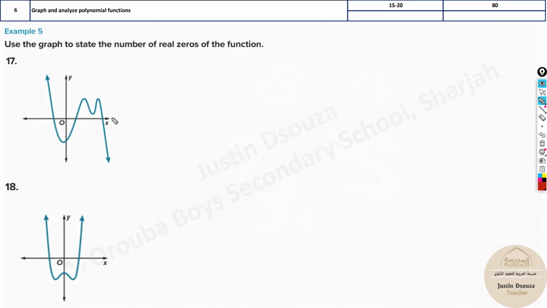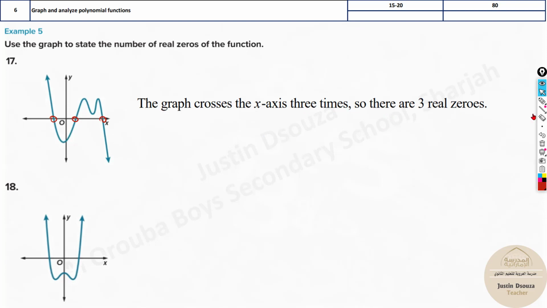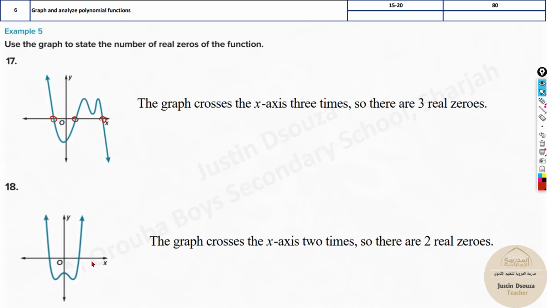Here we can see 1, 2, 3, and see, this one is not touching. So only 3. There are imaginary roots as well. This answer is 3 over here. What about this? Only 2. Now here there are at least 2 imaginary roots, because it's not quadratic, it's more than quadratic, it's x to the power 4. But we can see only 2 real zeros.